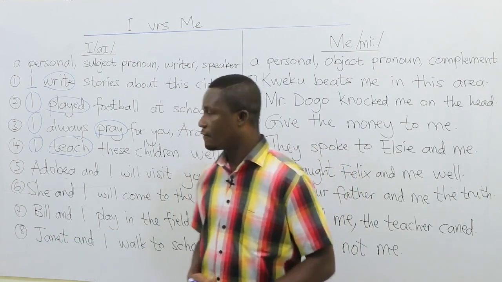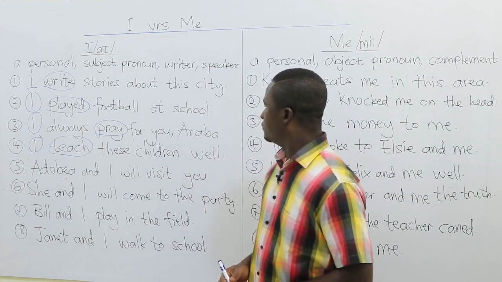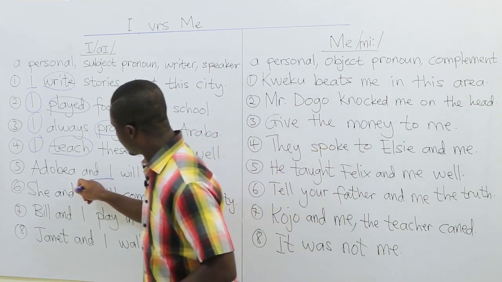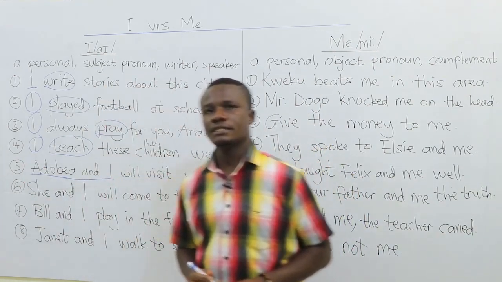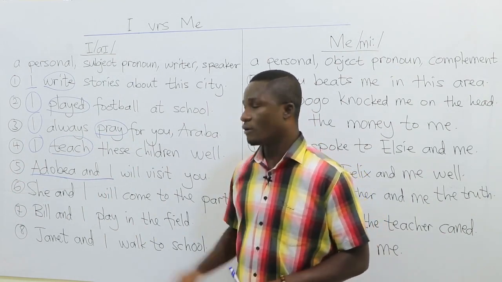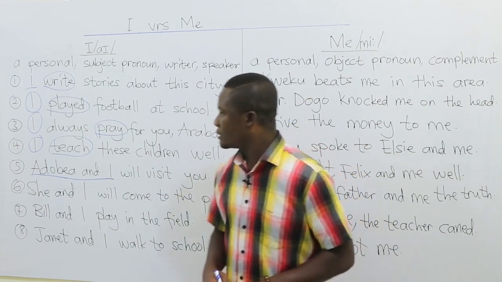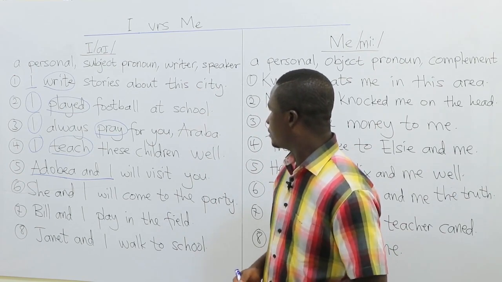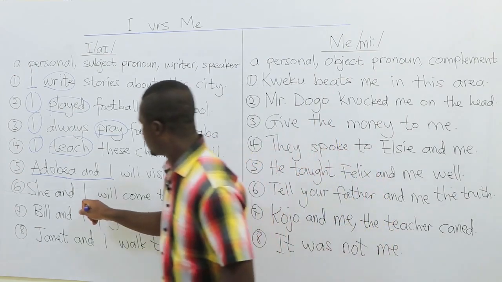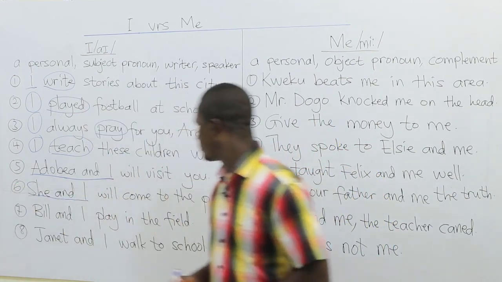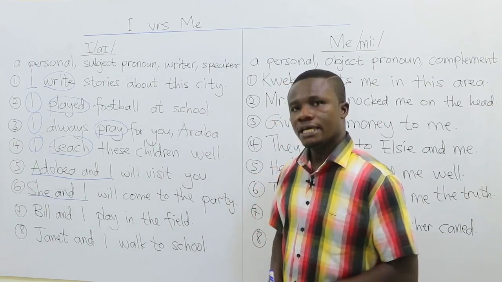Okay, so let's see 5. Edubiara and I will visit you. Okay, so I have Edubiara and I here forming the subject. Of course, it is a compound subject. 6, Shira and I will come to the party. Okay, Shira and I will come to the party.